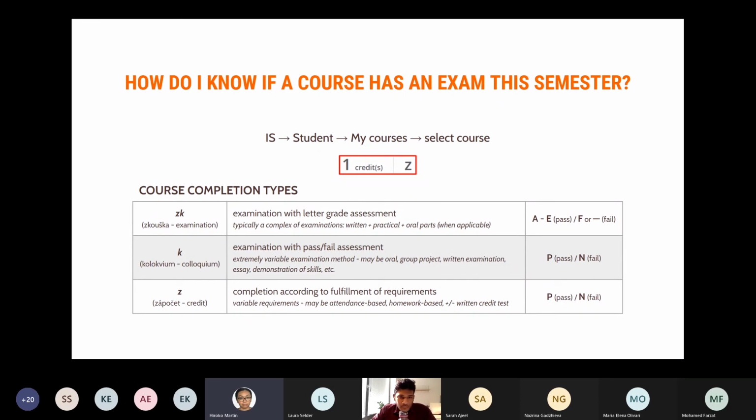And the final completion type is going to be a Z, which is just according to fulfillment of requirements. Usually this is going to be attendance, but for example, in some other courses, there could be a written credit test or something. Or sometimes, in the case of lectures, attendance isn't even mandatory. So you just receive the credit for that.